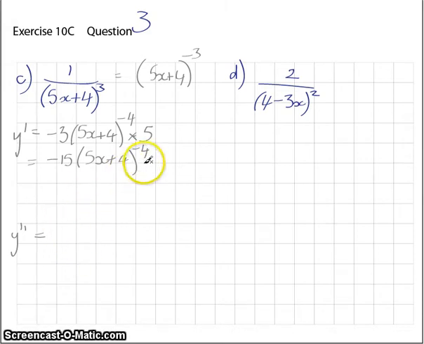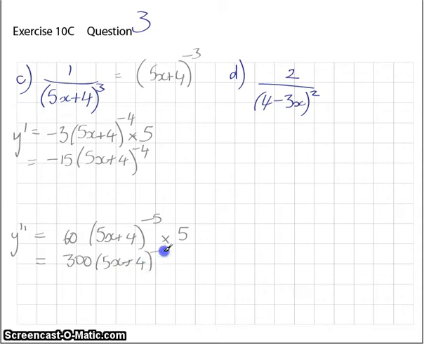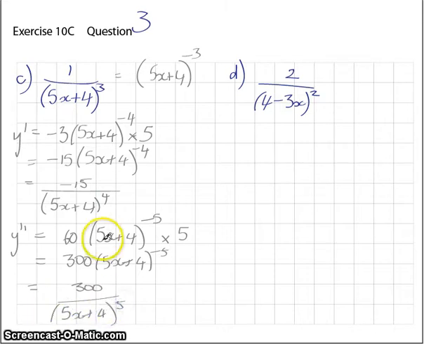So for my second derivative, it's the derivative of the outside, which is 4 times 15, which is 60, lots of (5x + 4) to the minus 5, times that by the derivative of the inside, which is 5. So altogether I've got 300 (5x + 4) to the minus 5. And now back to tidy this up, minus 15 all over (5x + 4) to the 4. And this one is 300 all over (5x + 4) to the 5.